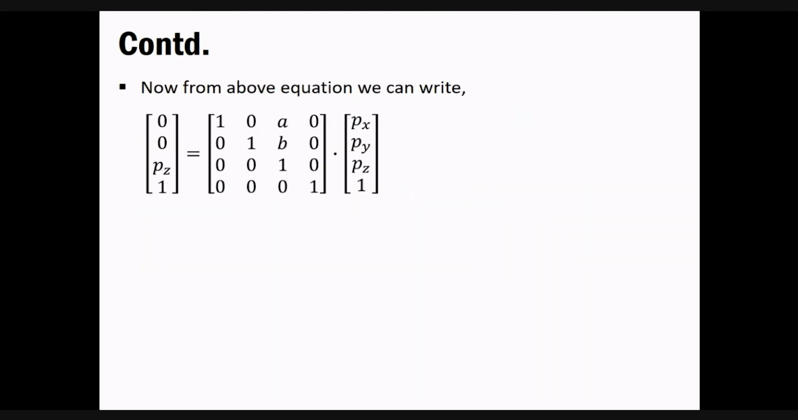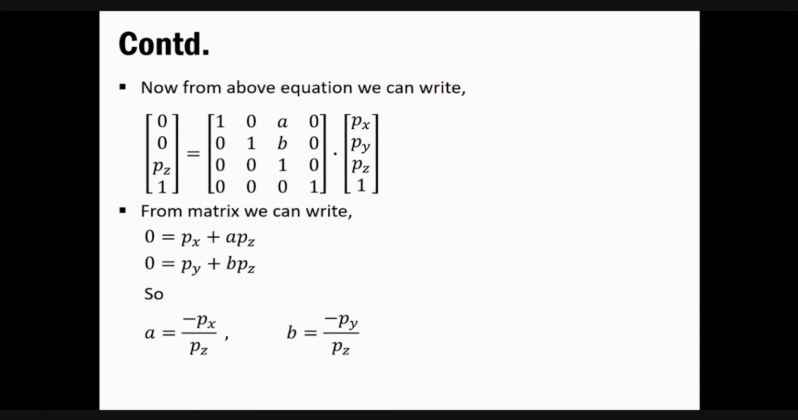Now from the above equation we can write this particular form. We have put the same thing into matrix form, as you can see, and from the matrix we can write that 0 equals px plus a pz, and similarly 0 equals py plus b pz, and the whole thing can be solved with respect to a and b. So these are the two things we got out of it: a equals minus px upon pz, and b equals minus py upon pz.